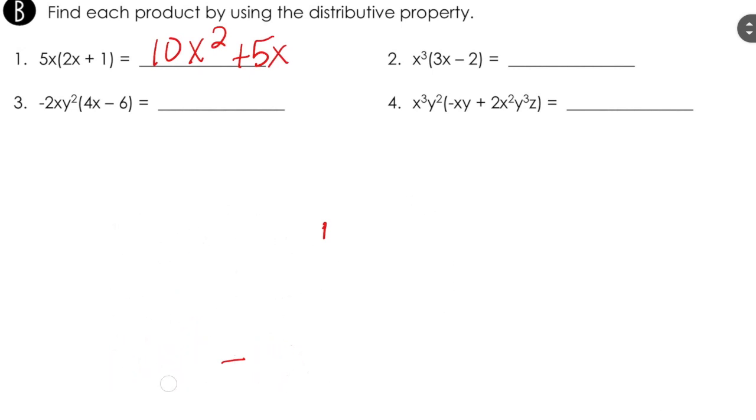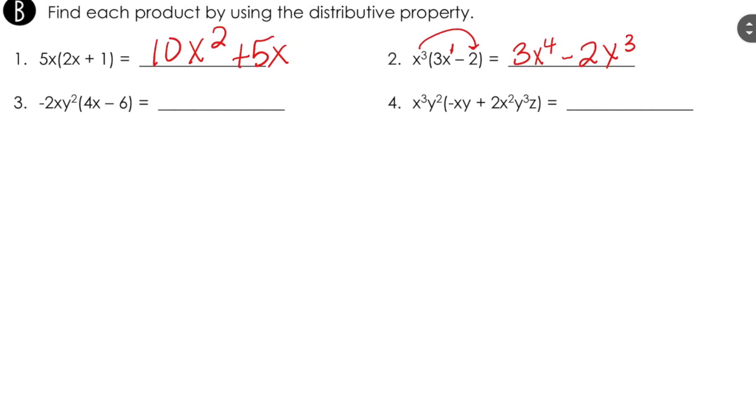I think you guys are getting the hang of it. So let's just continue with question number 2. I'm not going to rewrite it. So now we have x to the third times 3x. Remember, numbers go with numbers, x's go with x's. So we're essentially multiplying 1 times 3, which is 3. X to the third times x is going to be x to the fourth. Remember that there's an invisible 1 right here. And now we have to take that x to the third power and multiply it by negative 2. And that's just going to simply be negative 2x to the third power.